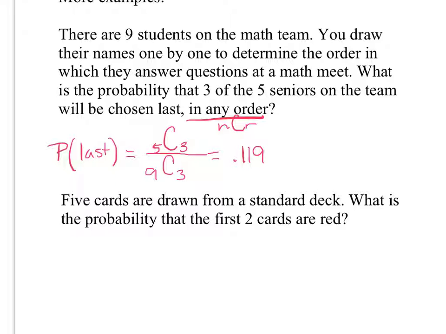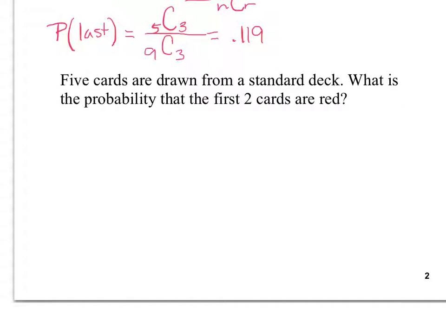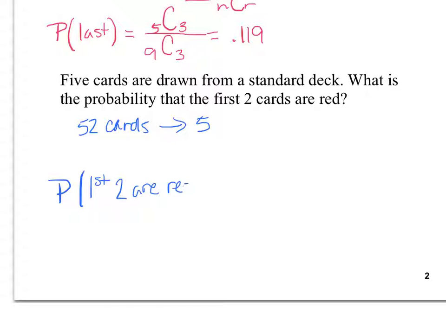Okay, another problem. 5 cards are drawn from a standard deck. So remember, a deck has 52 cards. Okay, you're drawing 5 of them. What's the probability the first 2 cards are red? So the probability the first 2 are red. All right, does it matter what order those 2 are in? Like, does it have to be that a bigger red first and a smaller red second? No, order doesn't matter here. So we're looking at nCr.